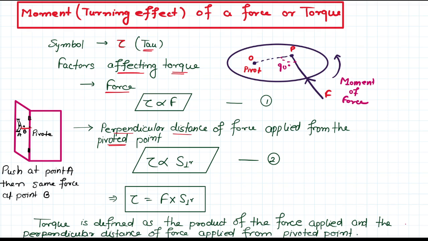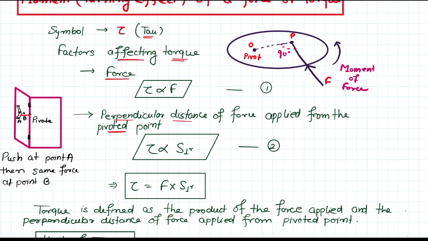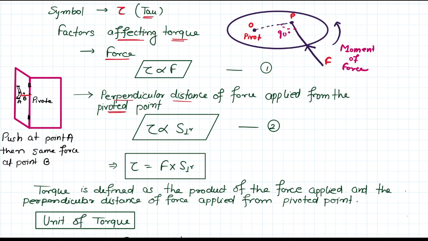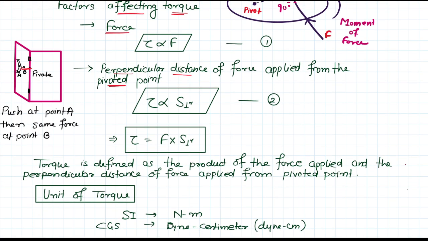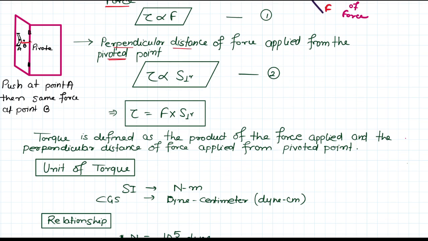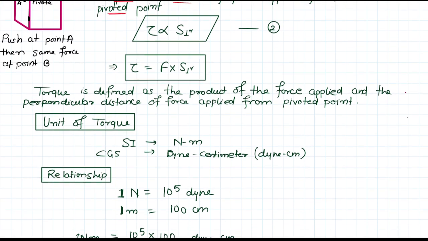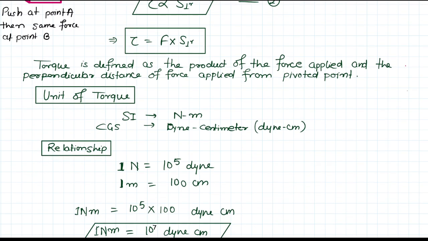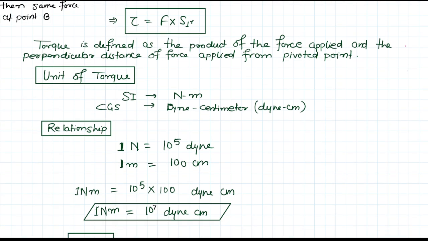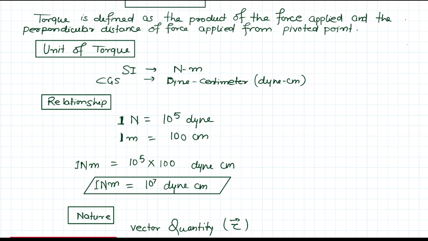So how can we define torque? Torque is defined as the product of force applied and the perpendicular distance of the force applied from the pivoted point. What is the unit of torque? Torque is force times perpendicular distance, so the SI unit of torque will be Newton meter.